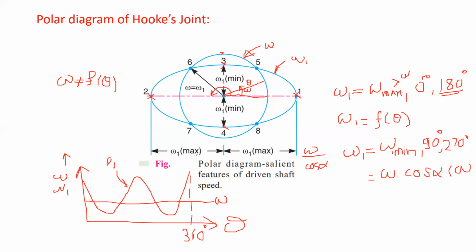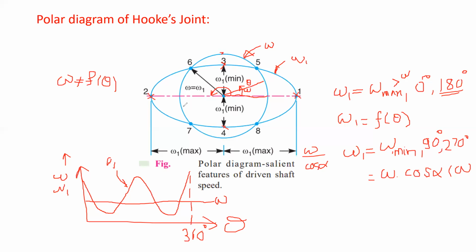So either way you can show the variation of omega 1. You can use this diagram or you can use this graph. It is called the polar diagram, for the driven shaft speed. Okay, getting this? Yes, sir.